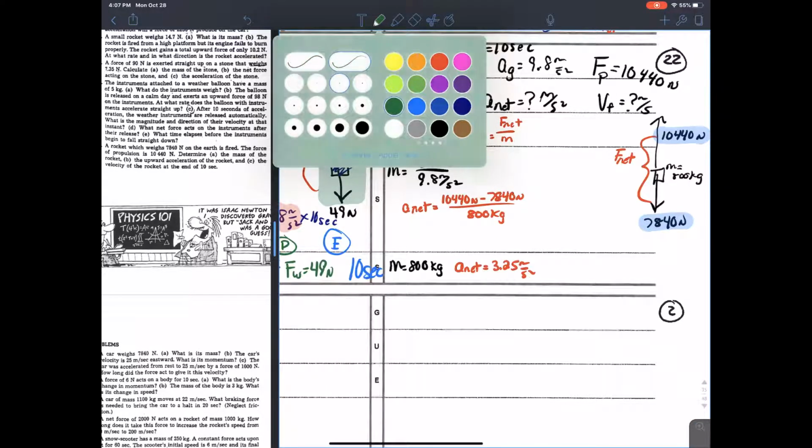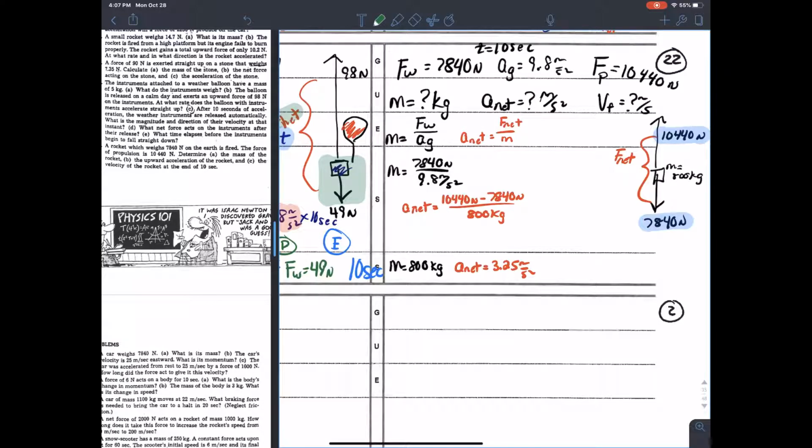Okay, we go to part C. We're trying to figure out what the final velocity of this thing is after 10 seconds. So we're going to go back to our kinematics formula: VF equals VO plus A times T. The original velocity of this rocket before it fires is going to be 0 meters per second, plus the acceleration we just figured out, 3.25 meters per second squared, and then our time was 10 seconds. So our final velocity is going to be 32.5 meters per second.